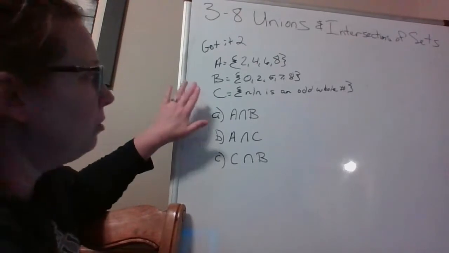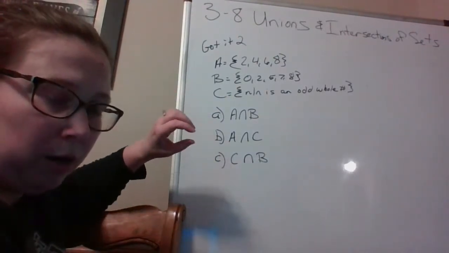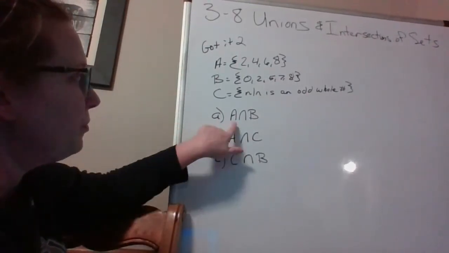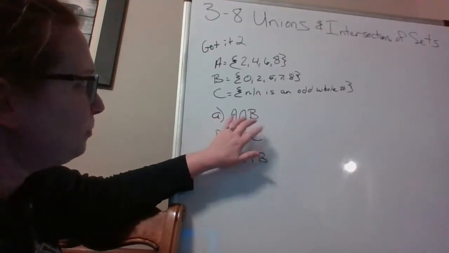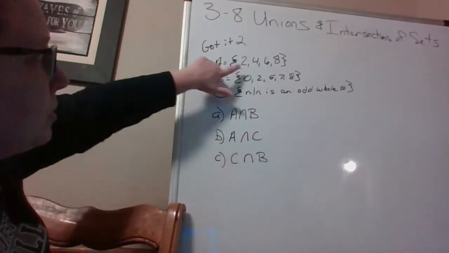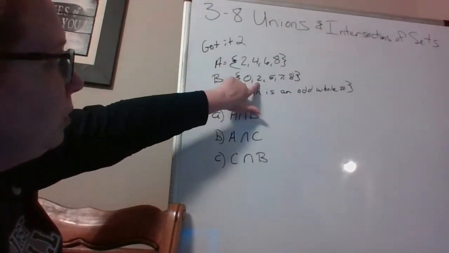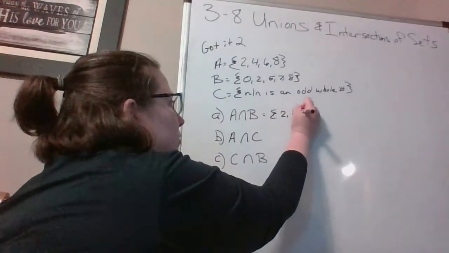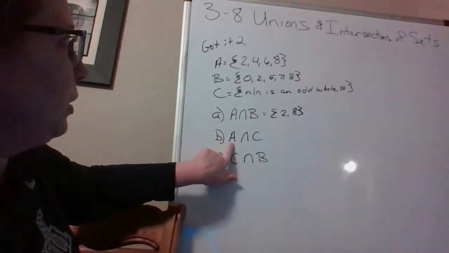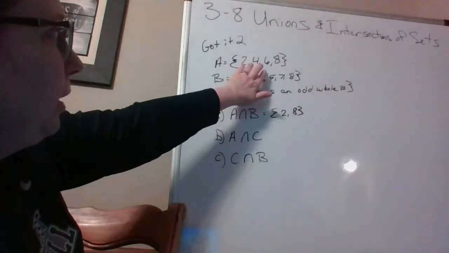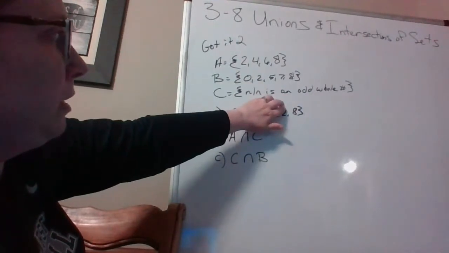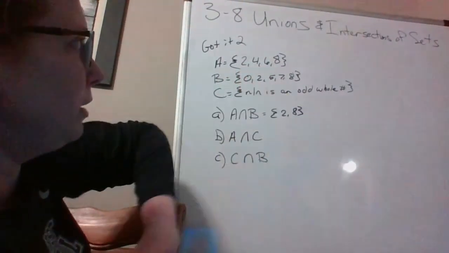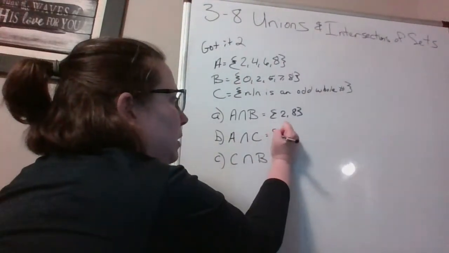So we are going to start out, these are intersections, so these are where our Venn diagrams would overlap each other, or what's in both sets. So the intersection of A and B, where A and B cross, you can see would be 2 and 8. So our set here would be 2, 8. The intersection of A and C, so we have A here, and then C is an odd whole number. So you're going to check, we have no odd numbers in A, so this would just be an empty set.